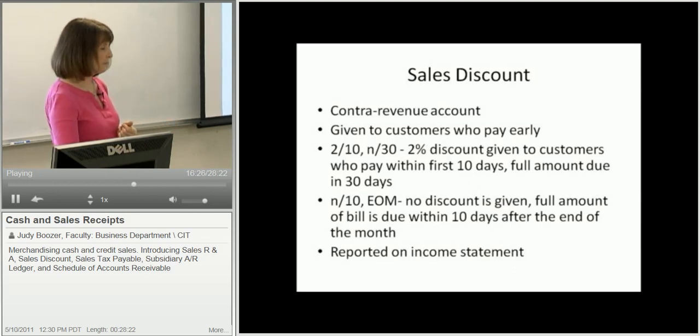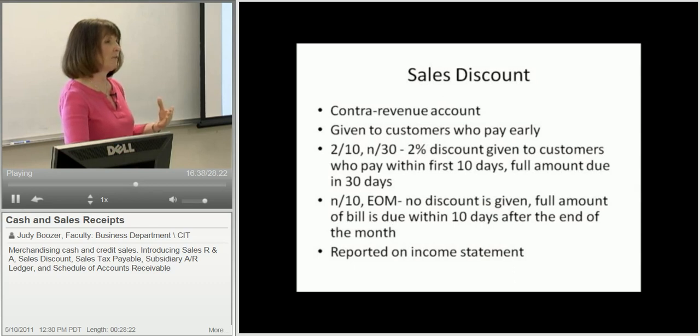Now, other things you might see are something called N/EOM, which means the net is due by the end of the month. So whatever date is on the invoice, it's the end of that month. What happens if you don't pay by the end of the month or by the 30 days? Oftentimes they'll charge you finance charges.